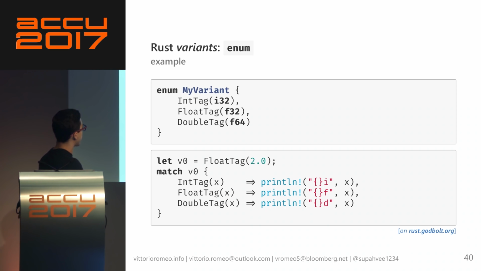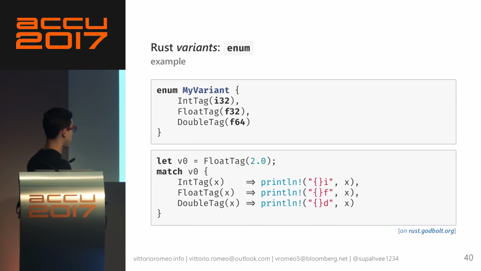So in this case, we have my variant, and we have 3 possible alternatives that are tagged with some name, like int tag, float tag, and double tag. The int tag contains an int, the float tag contains a float, and the double tag contains a double. So this is how you define a variant in Rust. Then we can instantiate a variant with the float tag. So this is actually a variant that's currently a float. And then we can use this match keyword over here to perform pattern matching over the currently active variant alternative.